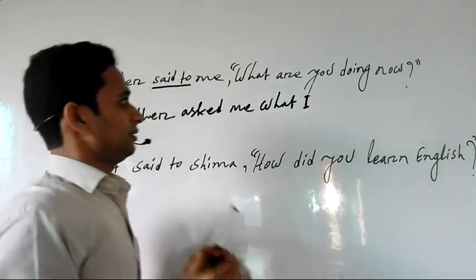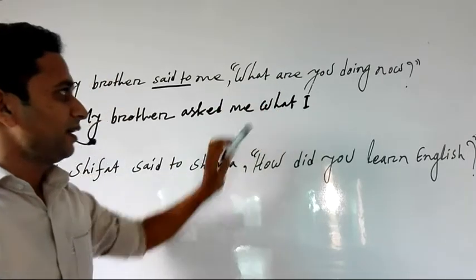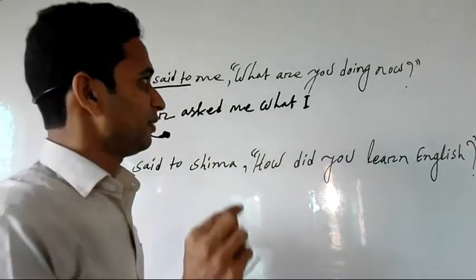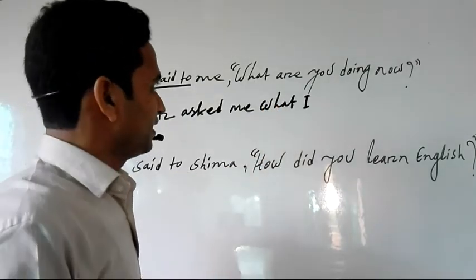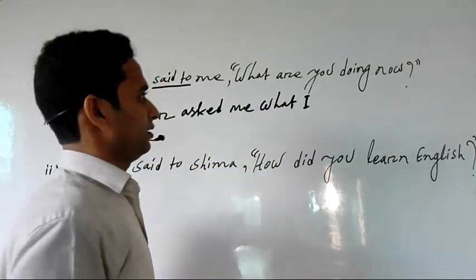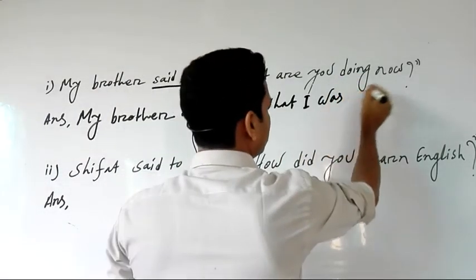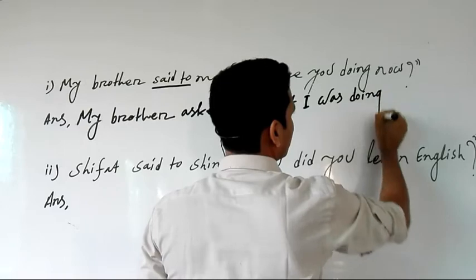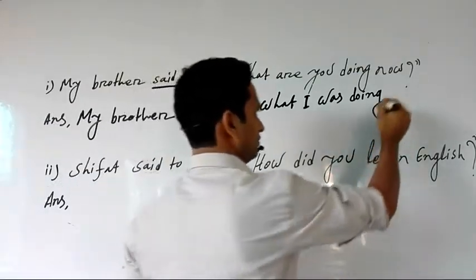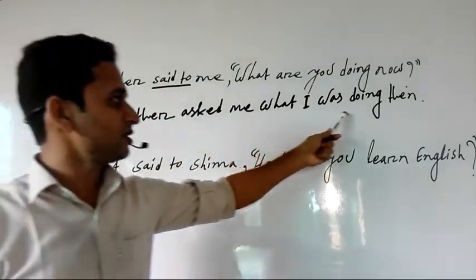Now the verb, or it's time to change the tense. What are you doing now? The direct speech is in present continuous tense, and for present continuous tense we make it past continuous tense. For making it past continuous tense, we should change only one form of auxiliary verb, are, so we will turn it into was. Now, doing, and the time-mentioning word now, we know that now changes into then. Okay, it's easy and simple. My brother asked me what I was doing then.